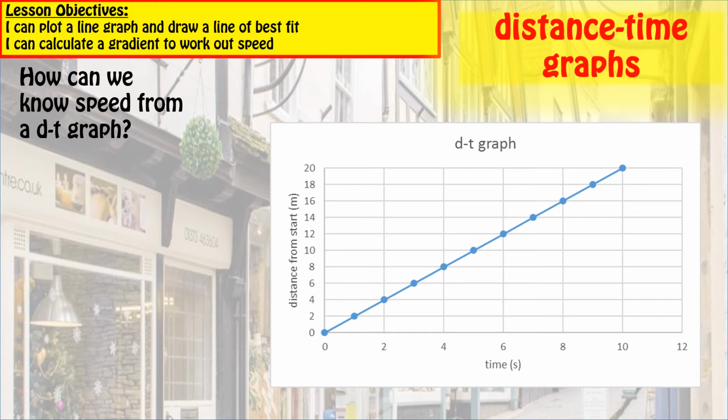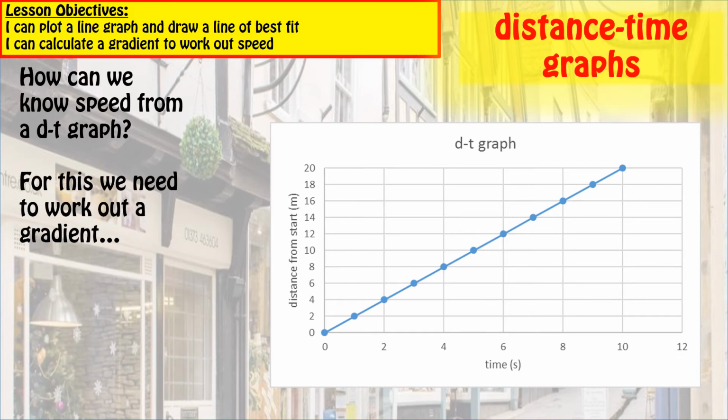So to work out the second objective, how can I calculate a gradient to work out speed? You need to use your graph to be able to do that. And it looks really tricky at first, but I promise you this isn't as tricky as it looks. So what we're going to do to work out speed, we need to work out the gradient. So if you ever have a distance time graph and you're asked to work out speed, then you need to calculate a gradient.